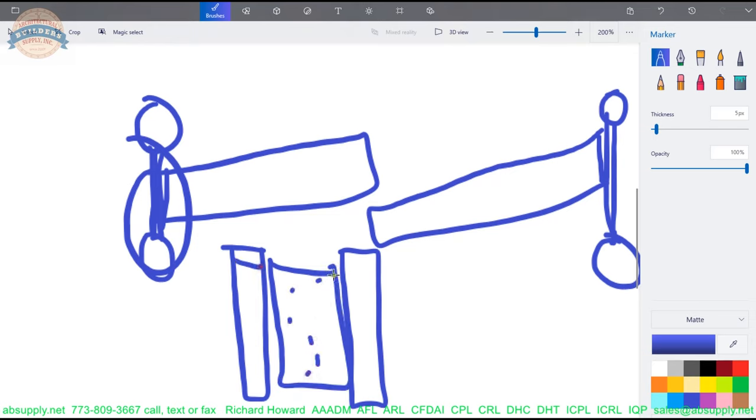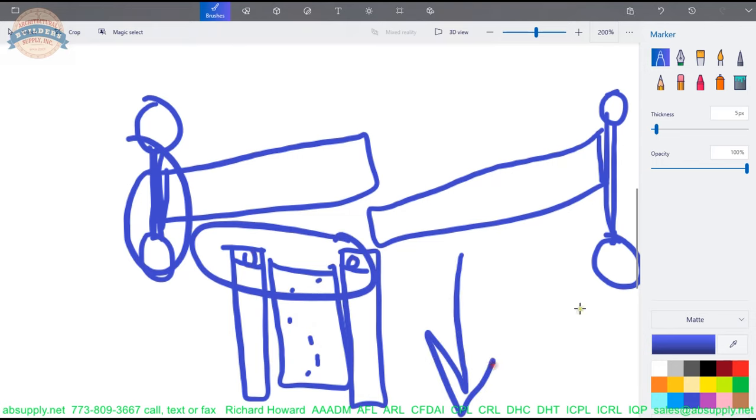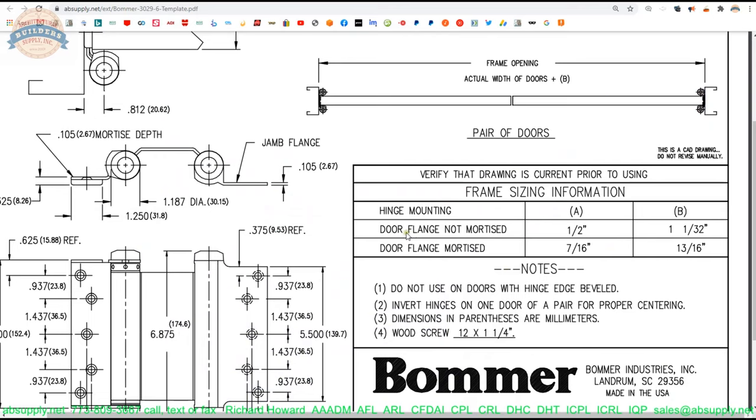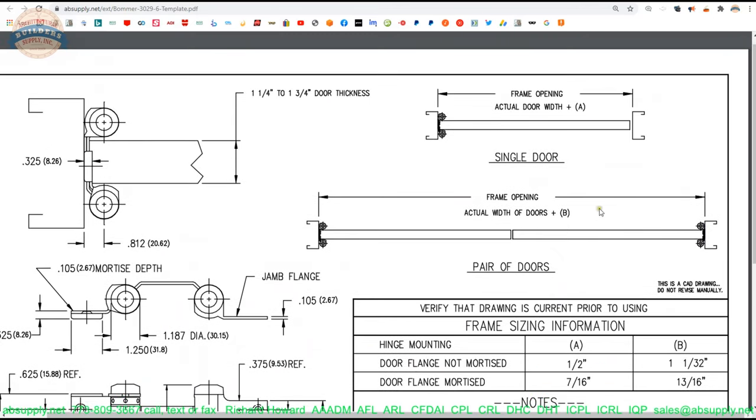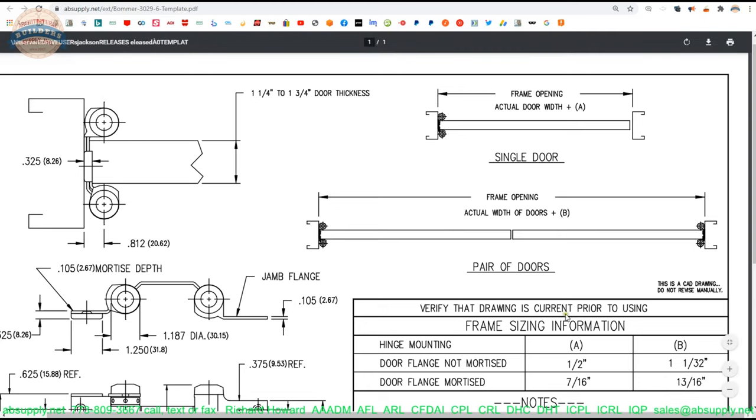Okay, you've got your tension collar on one side. On the other door, put this so it points down towards the bottom of the door. They find that it makes the centering of the doors more accomplished. And there you go. If you're doing a pair of doors, you're going to have to take that frame opening, subtract the B dimension from it, and then divide that by 2, and that will be your net door width.